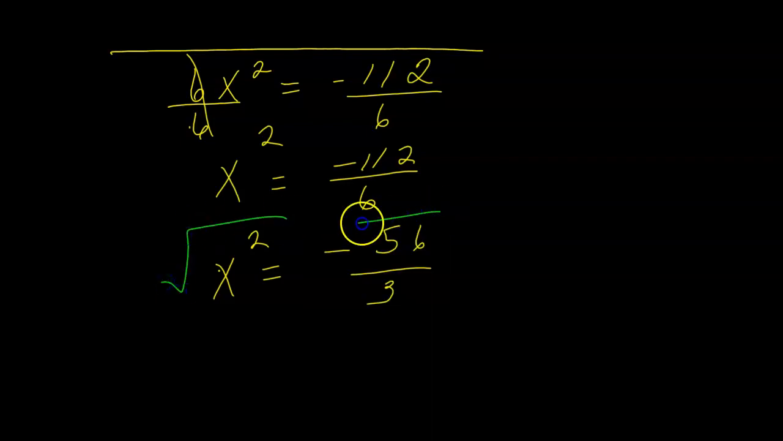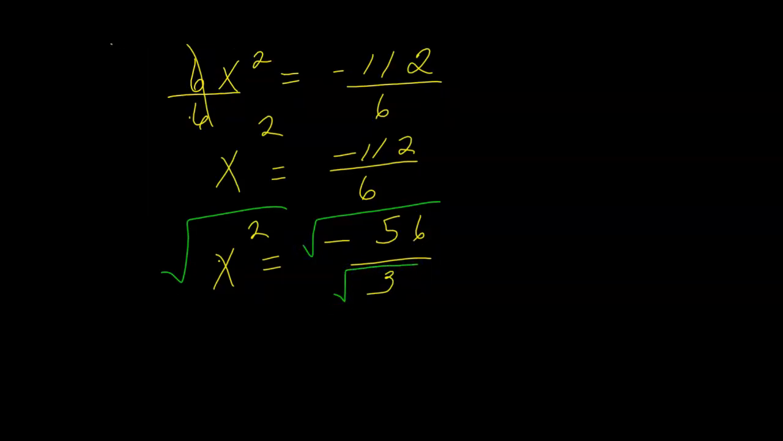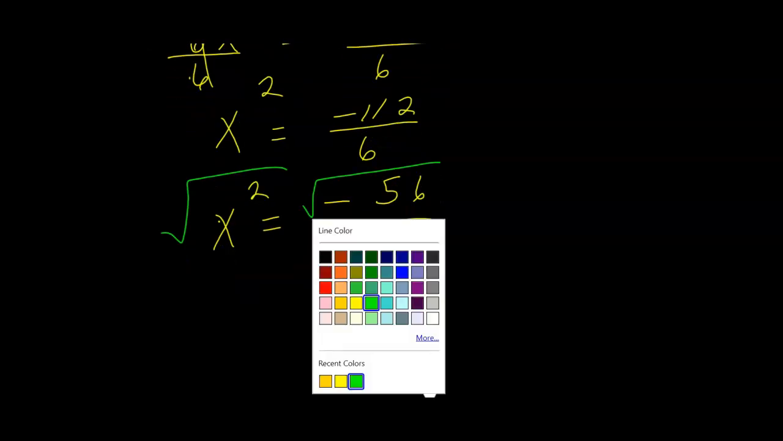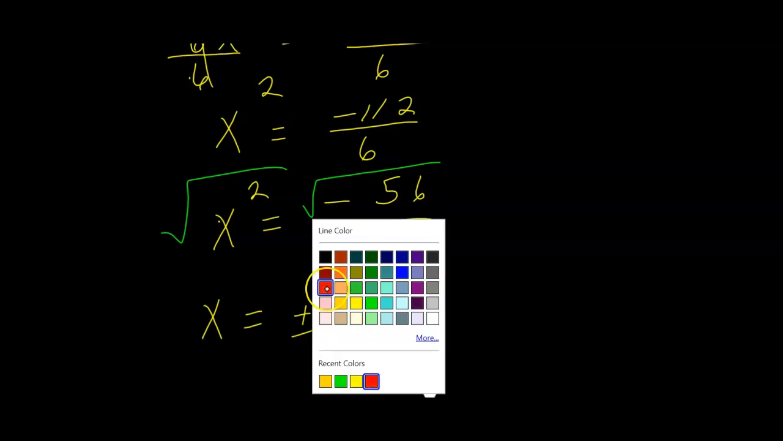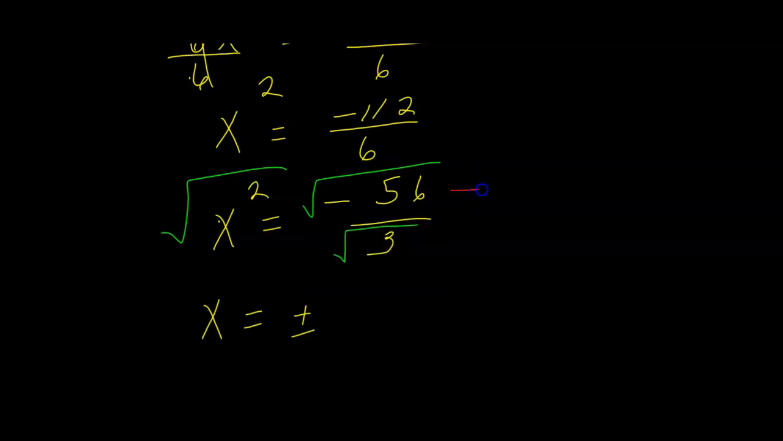Take the square root of both sides. Think about the square root of the numerator versus the square root of the denominator. This leaves me with x equals plus or minus. Okay, so 56. I know that 56 has a perfect square in it. And if you can't see it, then go over to the side and make a factor tree. But 56 is actually 4 times 14. So there's a perfect square in it.